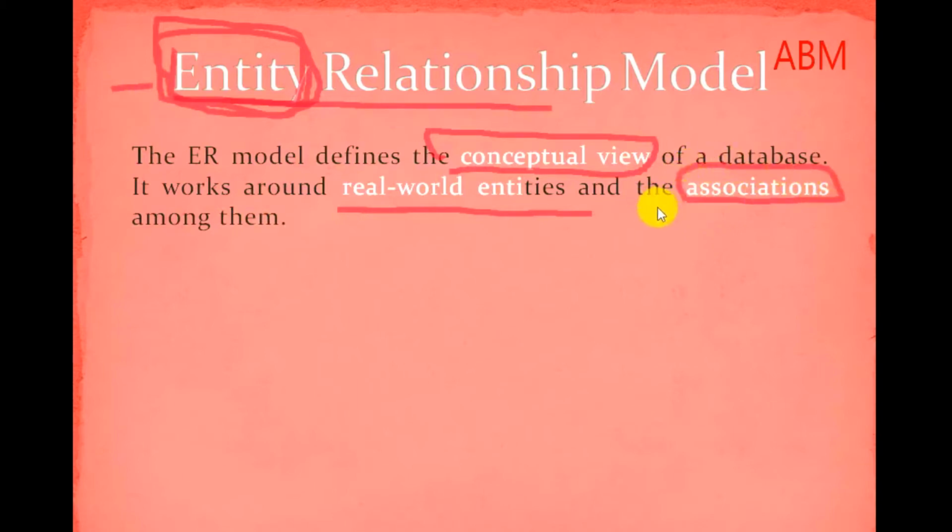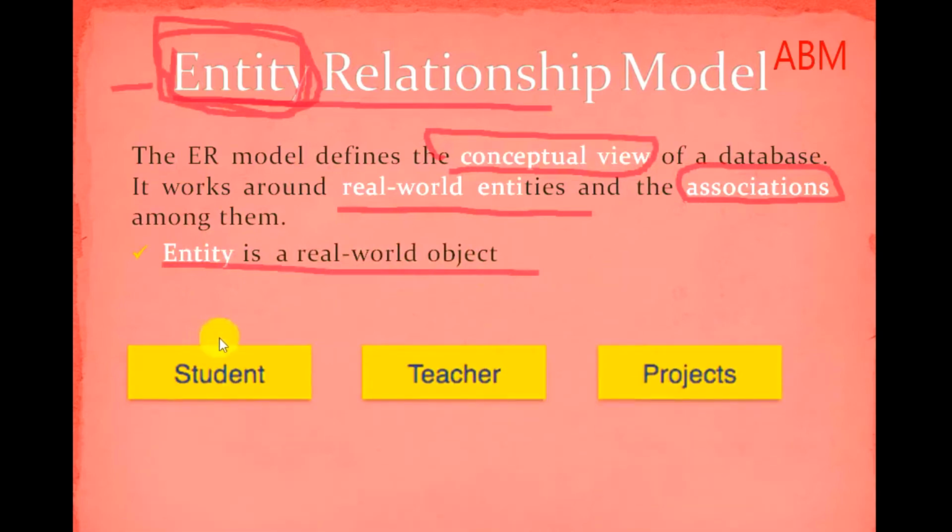For example, I can say the employee works in department. Then you can see that works is actually the association, and the department and the employee are the entities. So an entity represents a real world object. For example, it may be a student who can study in any department, a teacher who can teach in any department, and any project on which some engineer works.